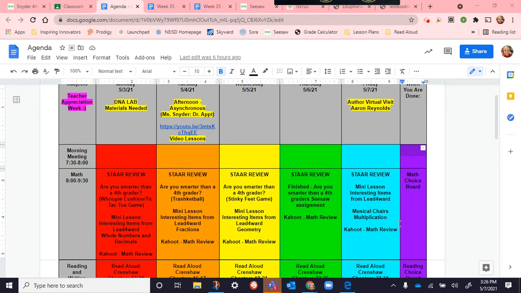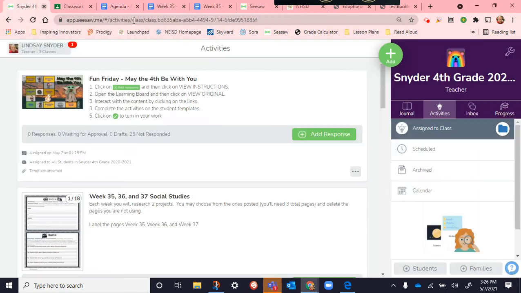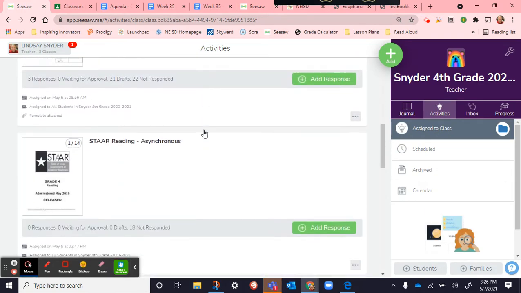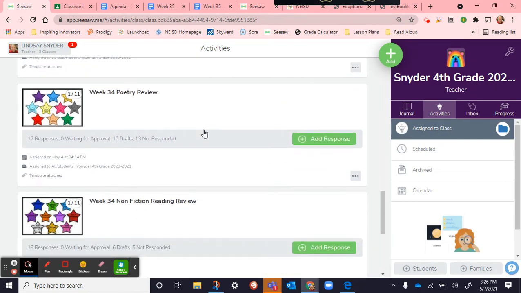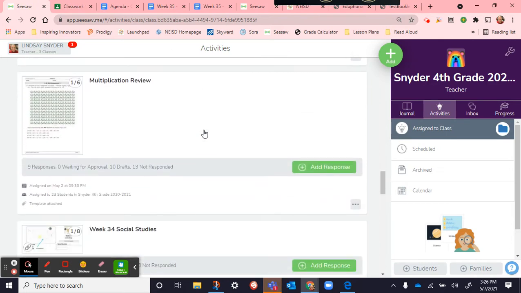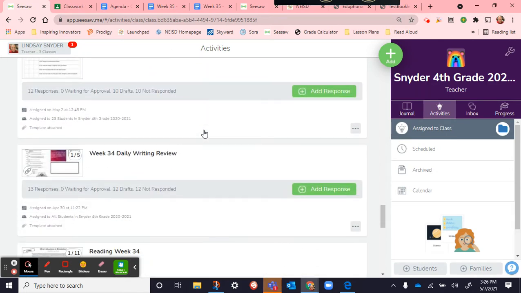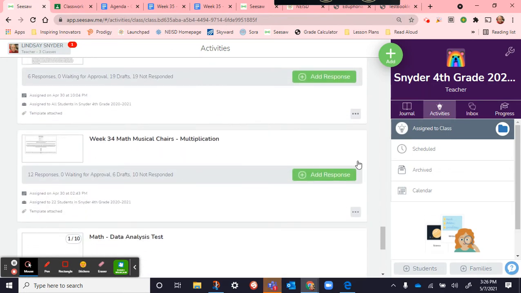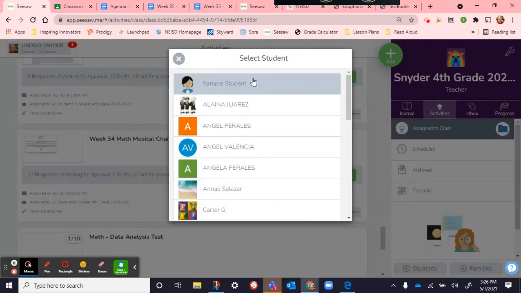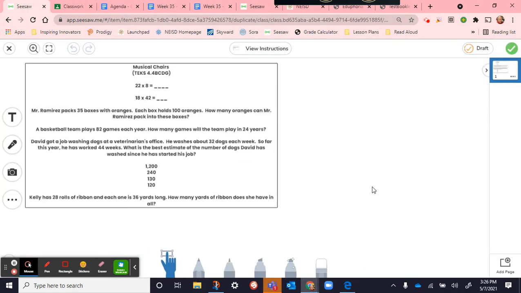All right, today we started off with a game. We played musical chairs multiplication. So this activity is in your Seesaw. If you go down here to musical chair right here, let me start a new one so we can talk about these.